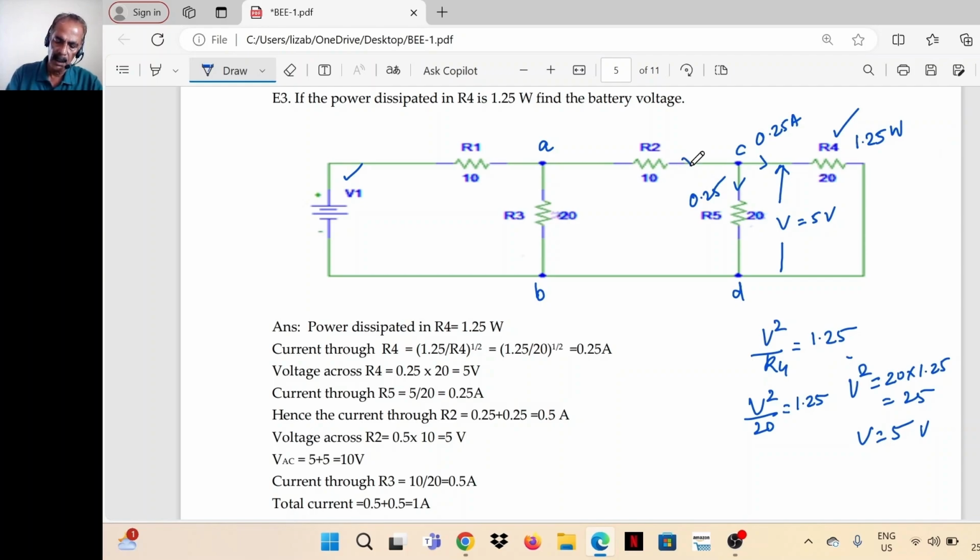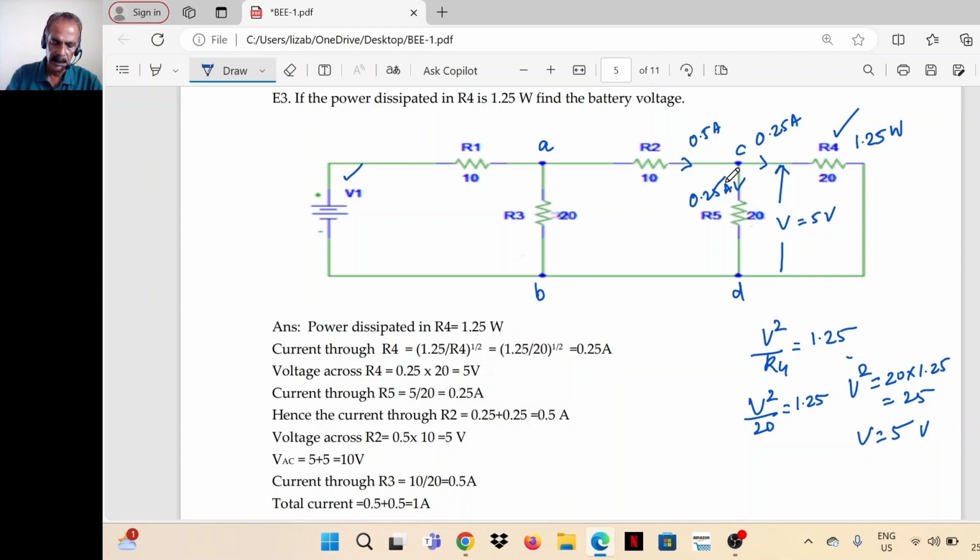So the total current must be 0.25 plus 0.25, that is 0.5 ampere. So we can find the current through R2 by adding these two. From C to D through R5, the current is 0.25 ampere. From C to D through R4, the current is 0.25 ampere. Add these two, you will get the total current.